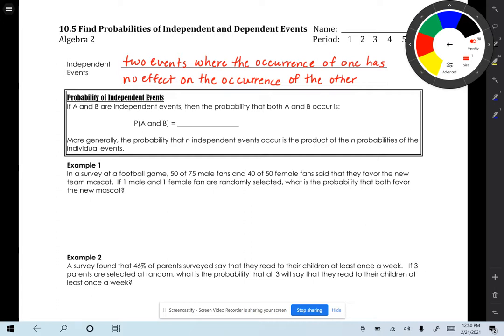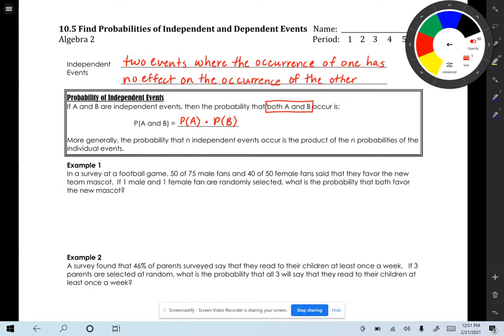If A and B are independent events, then the probability that both A and B occur is given by the equation: the probability that both A and B occur is equal to the probability of A times the probability of B. More generally, this formula can be extended so that the probability that n independent events occur is the product of the n probabilities of the individual events.